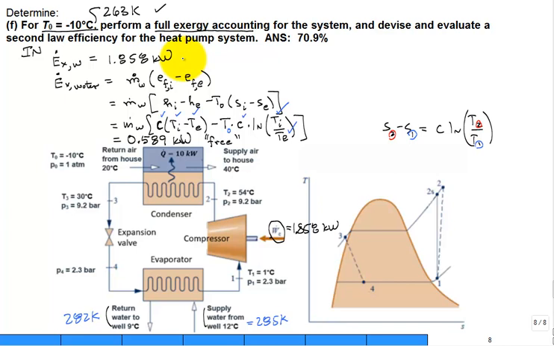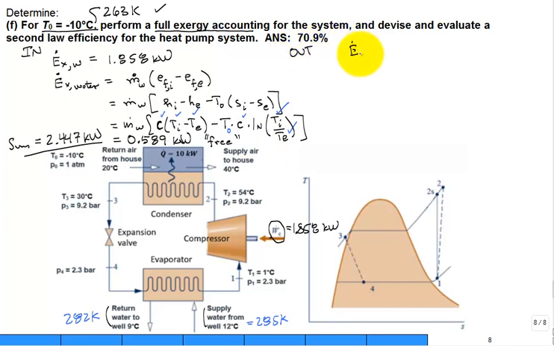All right, so those are the ins. If we sum them up, then the sum of the ins is equal to 2.447 kilowatts. That rate of exergy transfer has to go somewhere. Okay, where will it go? Well, we're going to have an exergy increase in the air. So on the outs, the first one is what is that rate of exergy transfer into the air?